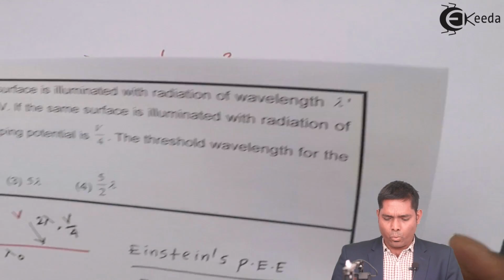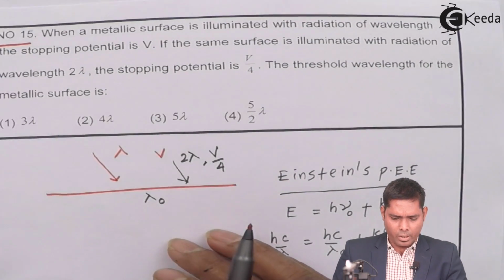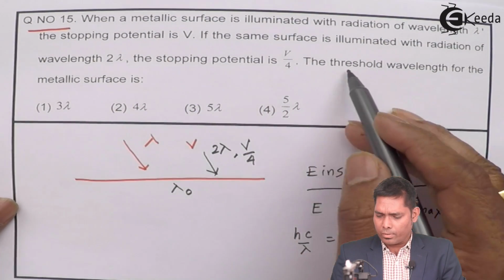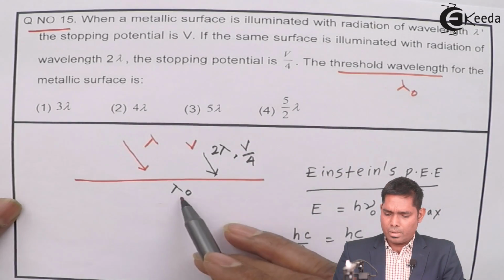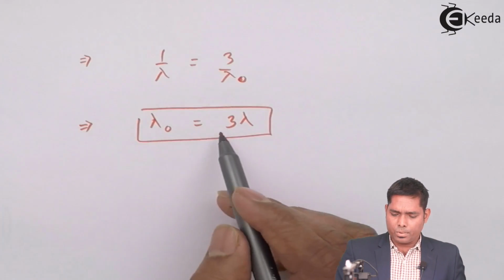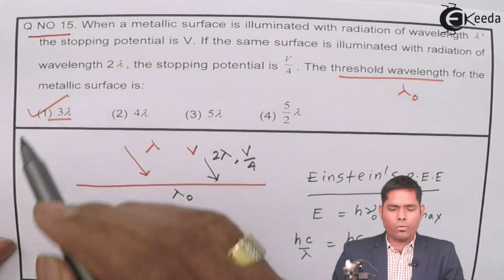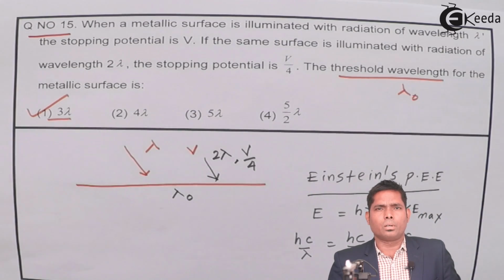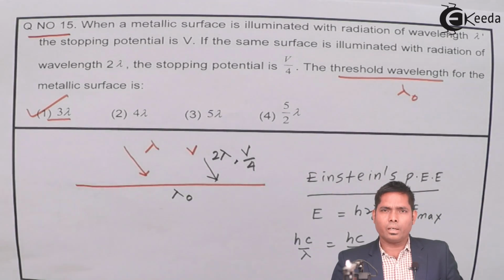So this question is about the threshold wavelength, lambda naught, for this metal, and it comes out to be lambda naught equals 3 lambda. Therefore, for question number 15, option number 1 is the correct answer. Okay, thank you.